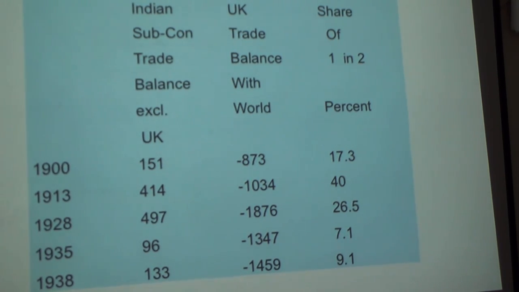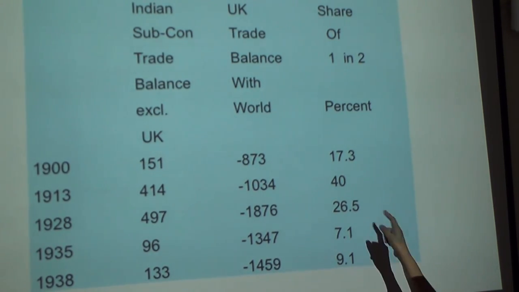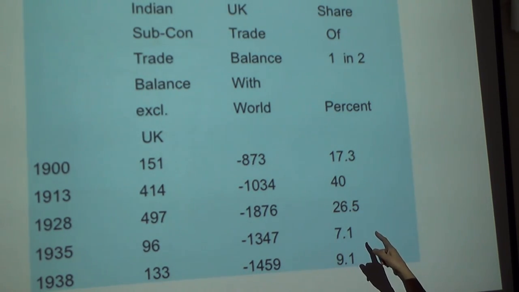This is the UK trade balance with the world. All right? And you can see how huge it is. And this is the share of 1 in 2. That is, what proportion of UK's deficits can we say India would have been financing? And Saul is absolutely right. He was saying about pre-war that it was through India that Britain found the flexibility to export capital. And India was financing at least about 40% of Britain's total deficit. That is the figure I also get. 40%, rising from 17% in 1900. Declines by 1928 to 26.5, then it collapses to only 7.1 and 9.1.